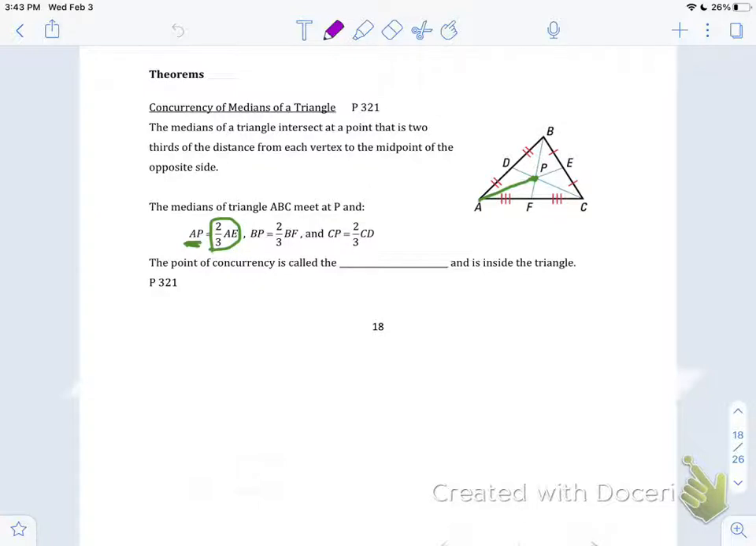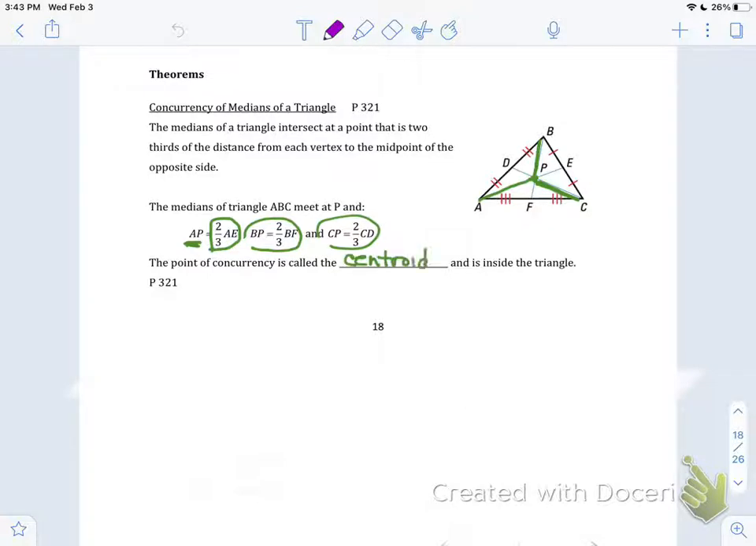BP, again, it's from the vertex down to the centroid, that is going to be 2/3 of the entire length, BF. And lastly, CP, which is here, is 2/3 the length to 2D. The point of concurrency, as we said before, is the centroid.